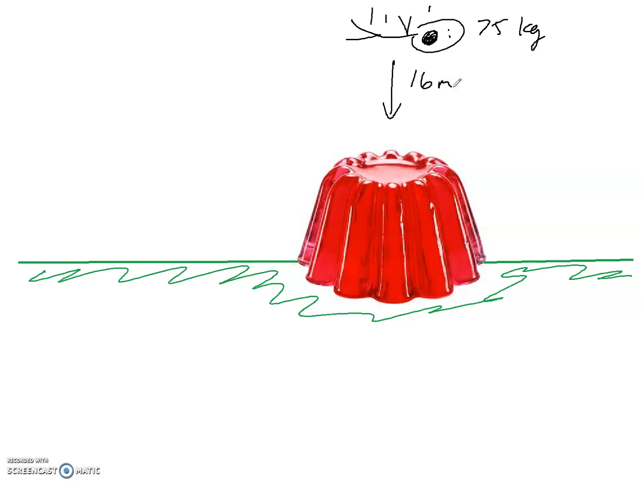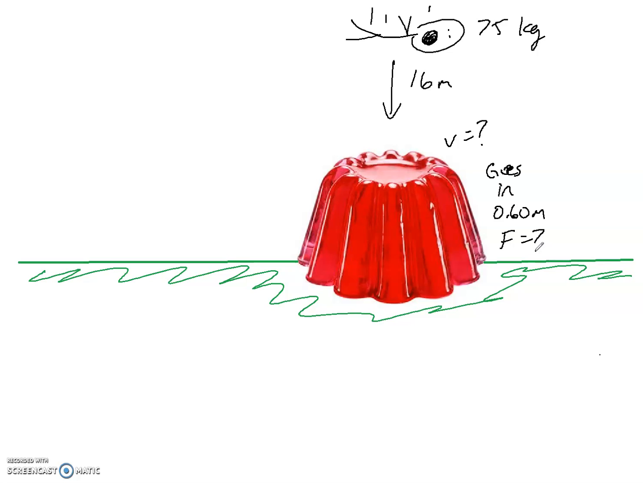So we're going to find out a couple things. First of all, we are going to find out how fast he is going when he actually hits the jello. And the second thing we're going to find is, let's say he goes into the jello 60 centimeters, or 0.6 meters. So what force actually stopped him when he hit the jello? Okay, well, let's see if we can piece things together.